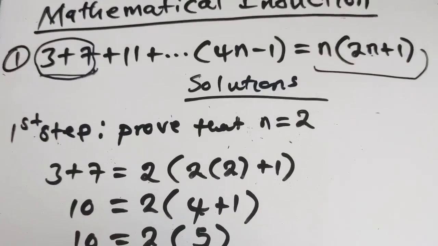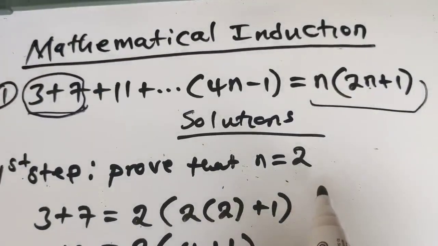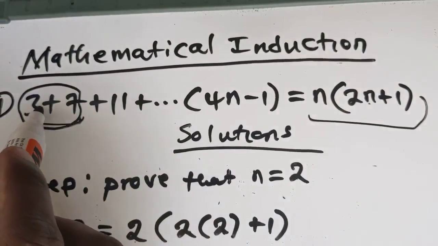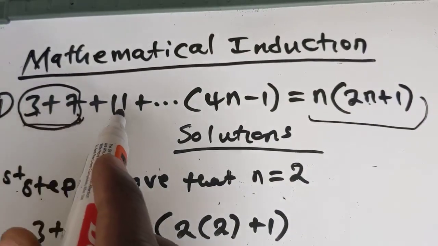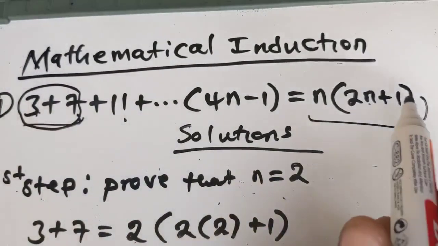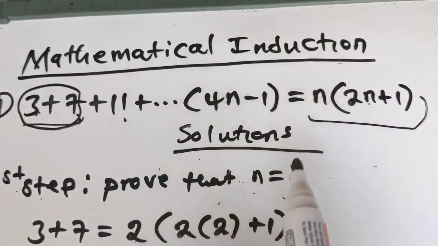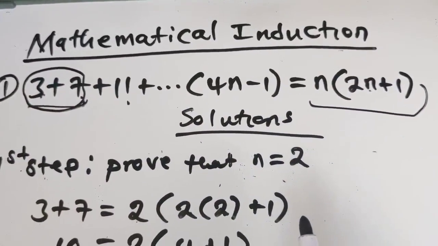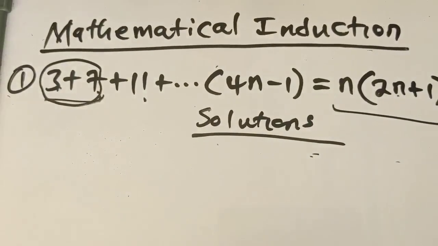If you want to prove n is equal to 3, you can get 3 plus 7 plus 11 is equal to that. Then you replace where n is equal to 3, like that. So that is step 2 now. Okay, so now step 2.